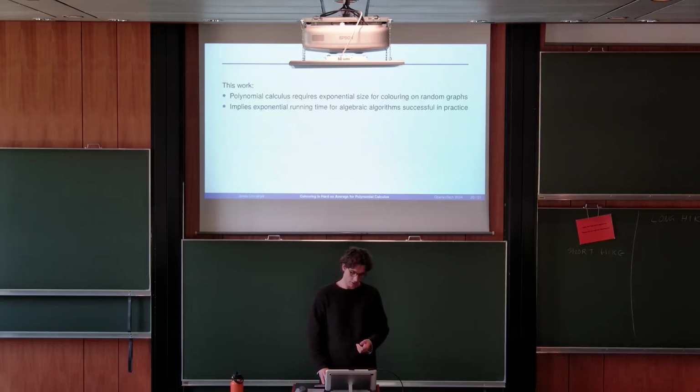So, summing up, polynomial calculus will require exponential size for coloring random graphs. And it actually implies exponential running time for some algebraic algorithms that are successful in practice. And some future directions are to refine the techniques to account for characteristics, as well as coloring lower bounds for other systems. Thanks.